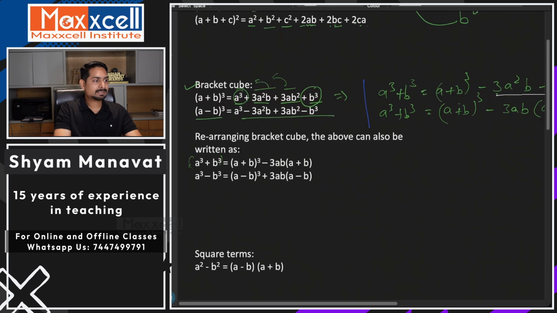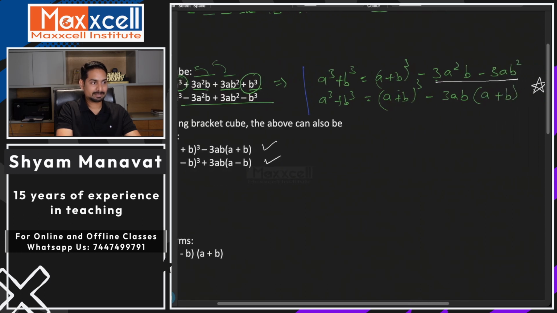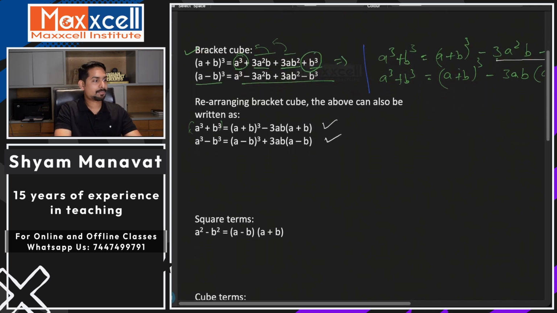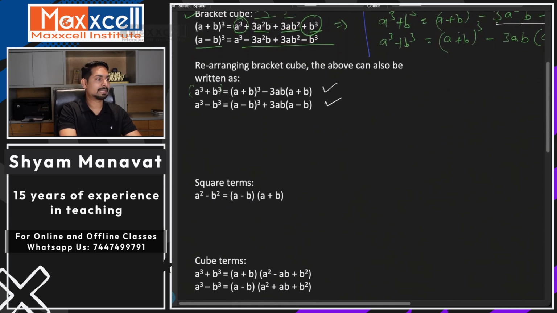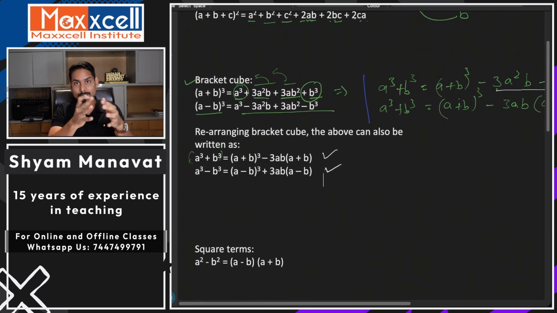So if you rearrange it, you can also say this. I have shown you how we got it. More than how we got it, we can focus on what is the final outcome. Great. So bracket square, bracket cube. I call this bracket square, bracket cube, and then we expand this, we open the bracket.